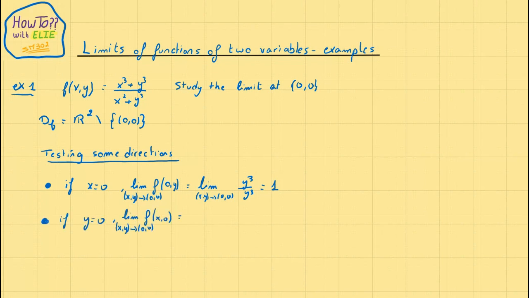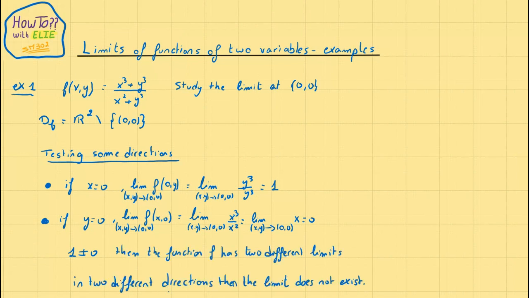Let's try another direction. We take y equals 0, then we are calculating the limit of f of (x,0) when x goes to 0. So when y is equal to 0, the function will be equal to x^3 over x^2, which is equal to x. Then the limit will be 0. So 1 is not equal to 0. That's why we have two different limits in two different directions. This will imply immediately that the limit does not exist, and we don't need to look for other directions or other proofs.